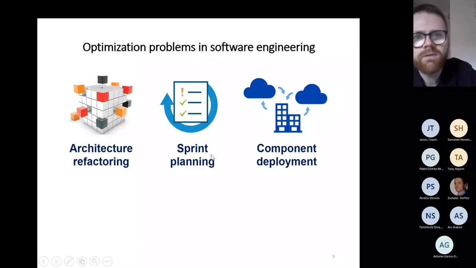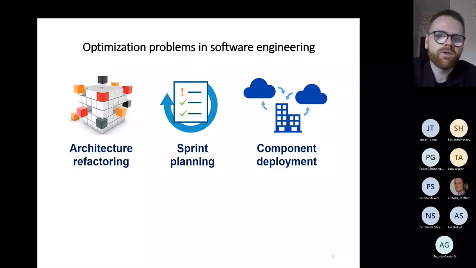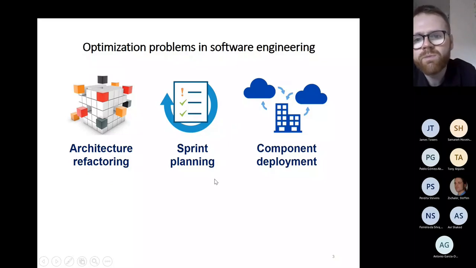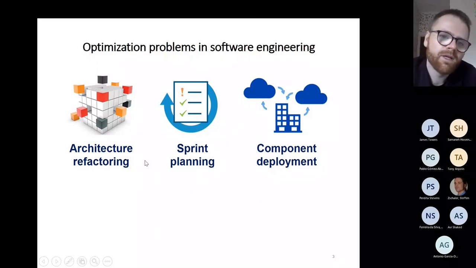So first, some background. This is about different optimization problems in software engineering. Nowadays, there's a trend towards the so-called area of search-based software engineering, which goes back to lots of Mark Harman's work, but this has really become a big thing, with lots of different approaches being published now for different use cases, such as architecture refactoring, sprint planning, and component deployment.